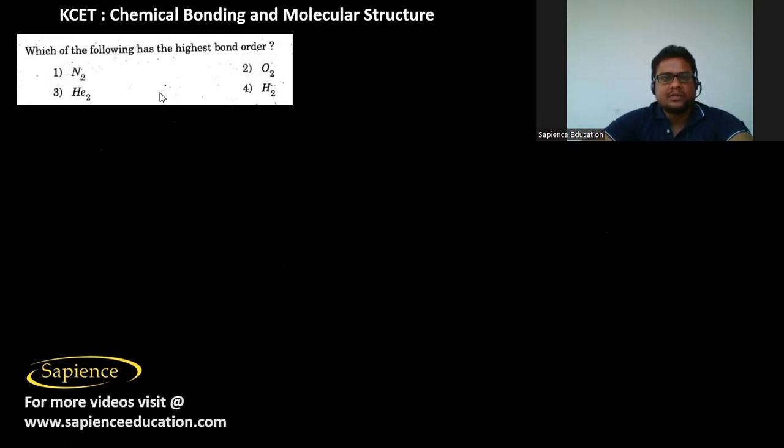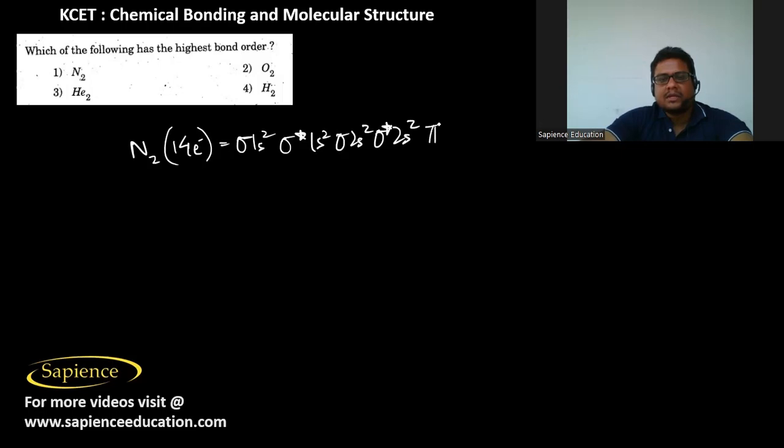Okay, here, which has got the highest bond order. So here, as we know, for N2 we have 14 electrons, and its molecular electronic configuration is sigma 1s2, sigma star 1s2, sigma 2s2, sigma star 2s2, then pi 2px2 equals pi 2py2. Then we have sigma 2pz2.